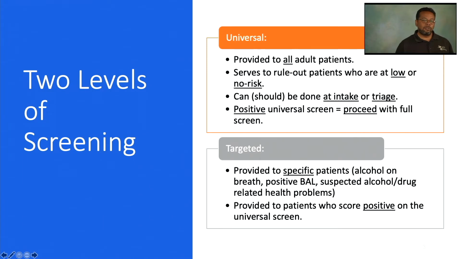So universal screenings are provided to all patients. It serves to rule out patients that are low to no risk, and it can and should be done at intake or in a crisis situation. Positive universal screen equals proceed with full screen. When we talk about universal screen and full screen, the universal screen is that pre-screen where you're asking maybe a range of 4 to 7 questions that can screen for about 2 to 3 different things that we're looking for.